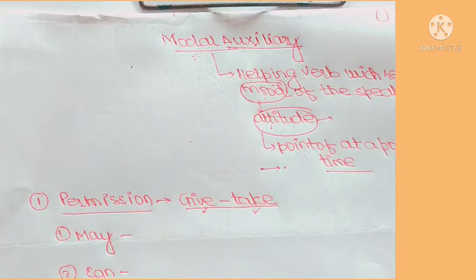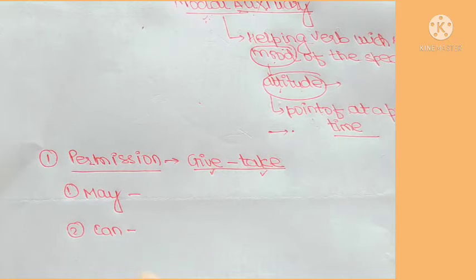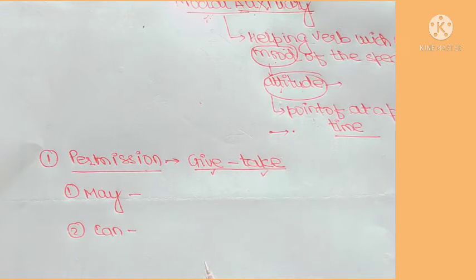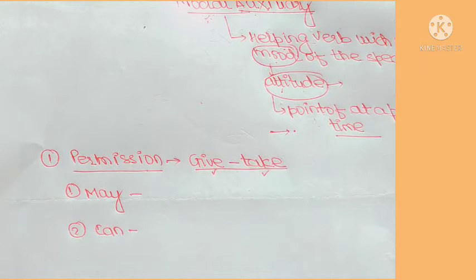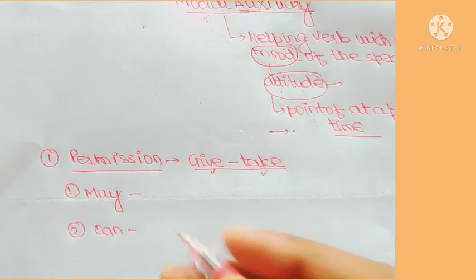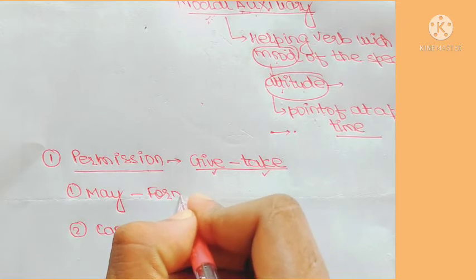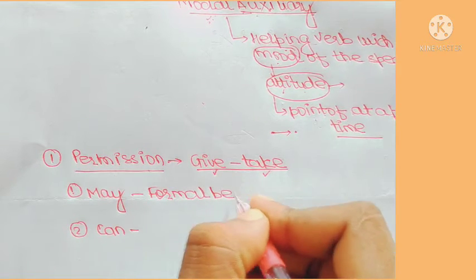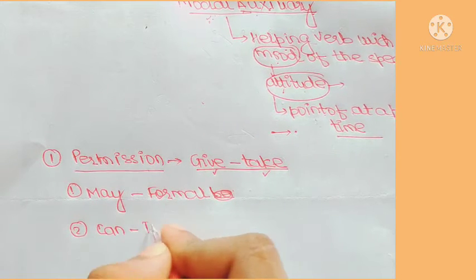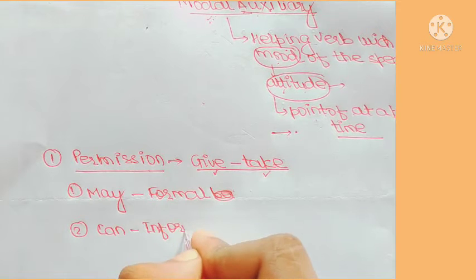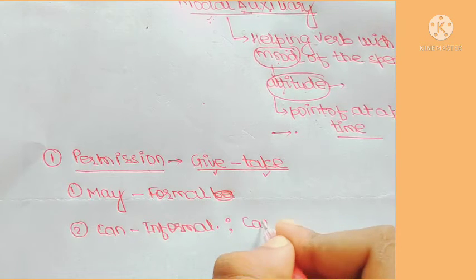May and can, both modal verbs, play a role to show the permission, or to give or ask for the permission, right? But what's the difference in their uses? It is important to understand. If you wanna use may, it means you are showing your formal behavior. Formal you can write, right? And if you are talking about can, it means you are informal. Informal we can also say casual.